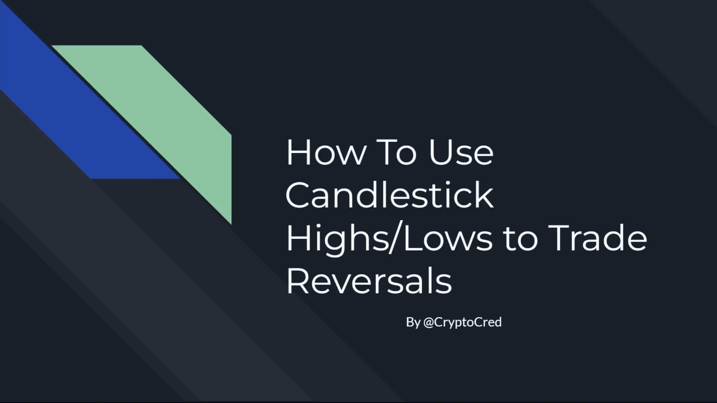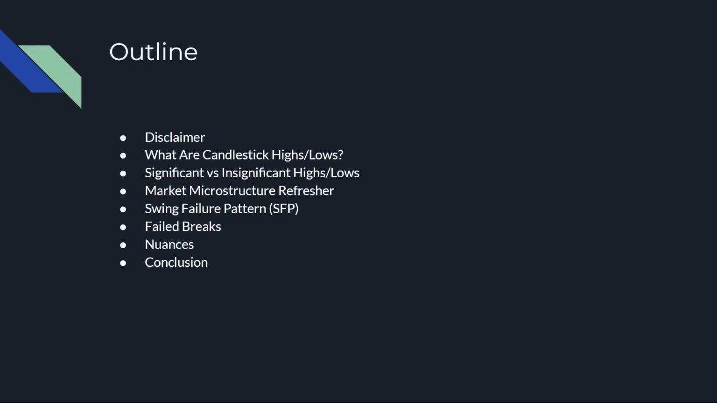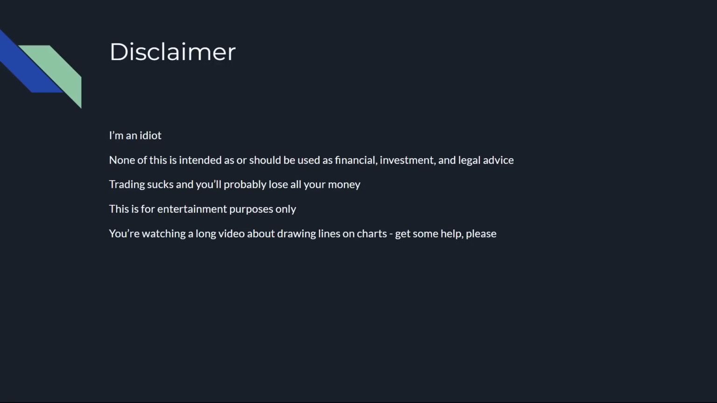Today we're discussing how to use candlestick highs and lows to trade reversals. Here's the outline for the video. We'll start with a disclaimer. We'll define our terms. What are candlestick highs and lows? We'll discuss significant versus insignificant highs and lows. We'll go over a quick refresher for market microstructure. For the two types of patterns, we're going to talk about swing failure patterns, the SFP, and failed breaks. We'll cover some nuances and then hopefully conclude.